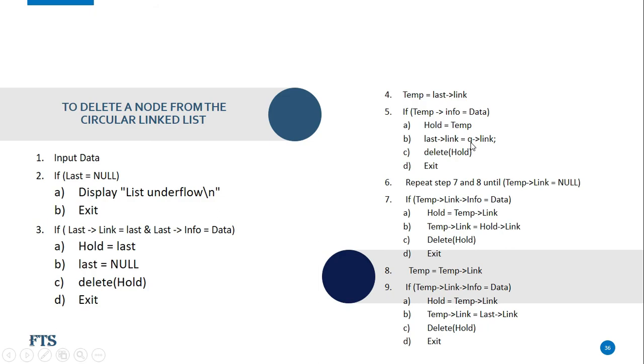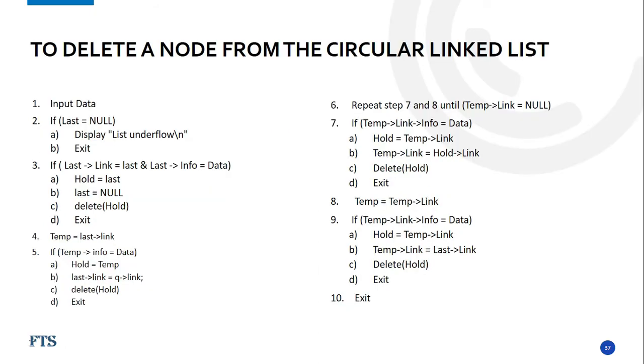Instead of queue, it should be hold the link. Repeat step 7 and 8 until temp link is equal to null. If temp link info is equal to data, hold should be equal to temp link, temp link should be equal to hold link, delete hold, exit. Temp should be equal to temp link. If temp link info is equal to data, hold should be equal to temp link, temp link should be equal to last link, delete hold, then exit. To delete a node from the circular linked list, it's almost the same as the previous one.